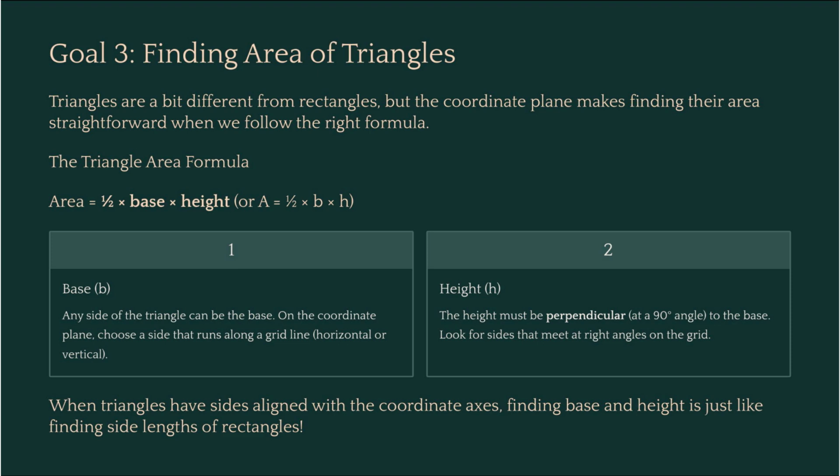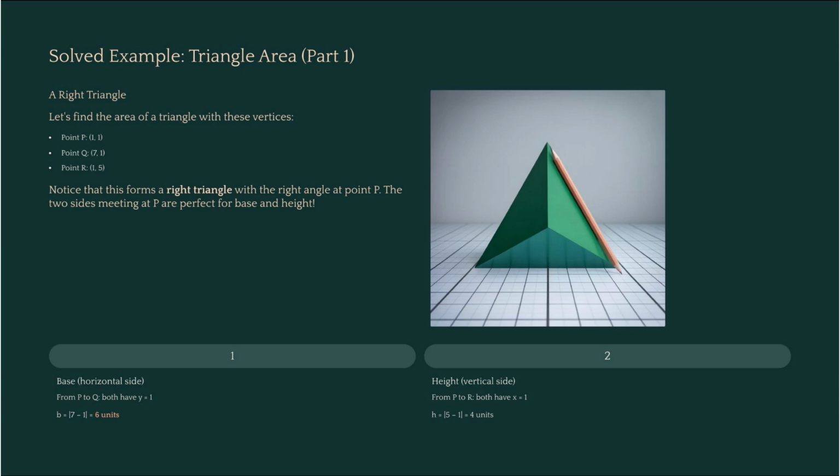Finding the area of a triangle on the plane follows a similar logic. The formula is area equals half times base times height. The most important thing to remember is that the base and height must always be perpendicular, meaning they form a right angle. For right triangles drawn on the coordinate plane, the sides that run along the grid lines are the perfect base and height.